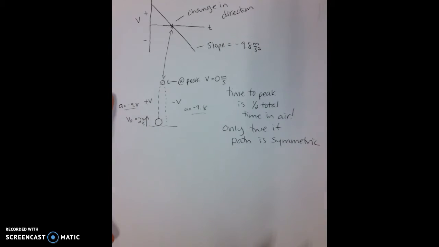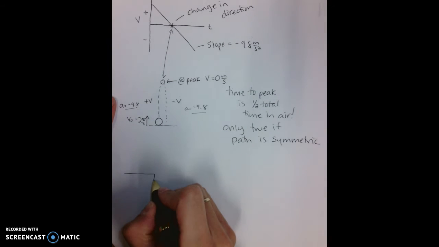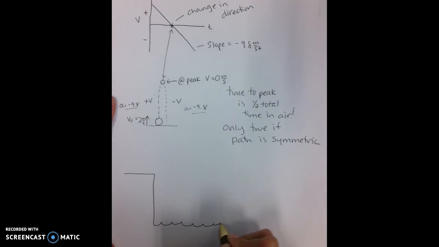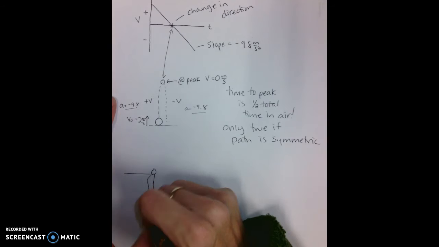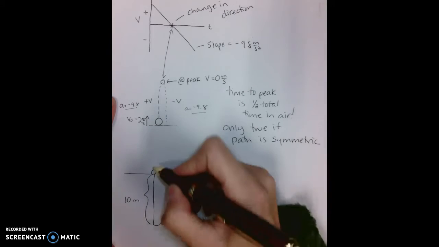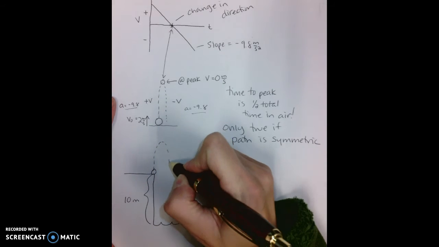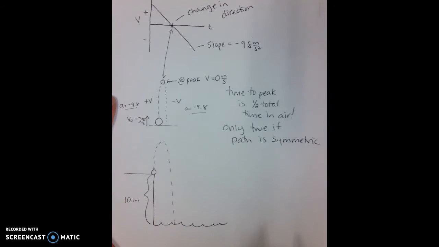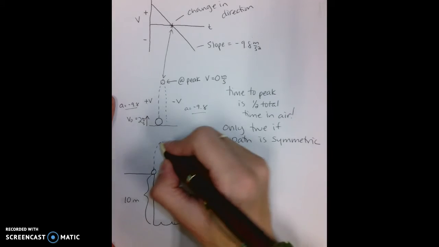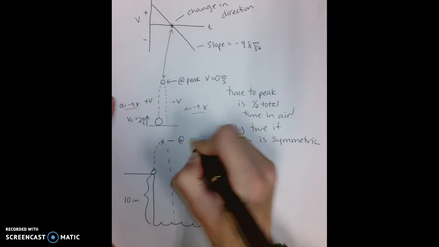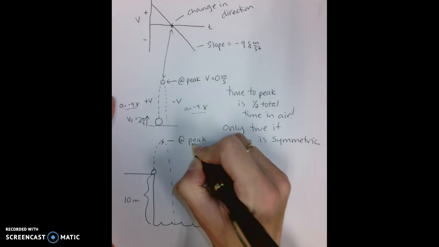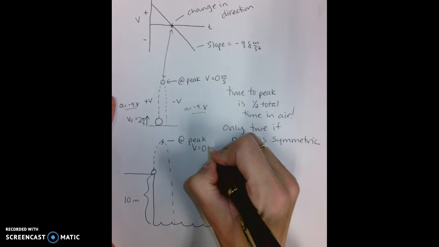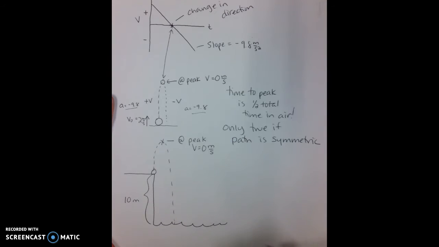If, for example, your problem looks something like this, and the ball is thrown straight up from a leveled height, let's say that's 10 meters, and it goes up, and it falls all the way back down, this path is not symmetrical. The starting height is up at 10 meters, and we're ending at 0. It is true that at the peak, the velocity in the y direction is still 0 meters per second because it has to turn around.